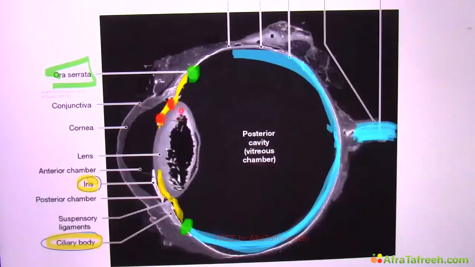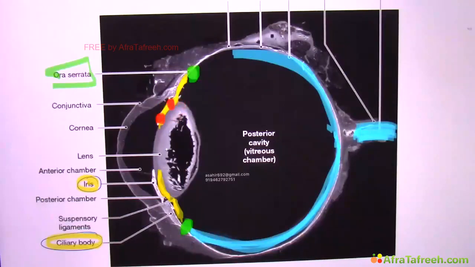Yes. Now can you tell me the 5 derivatives of neural plate ectoderm? The 5 derivatives of neural plate ectoderm are: number 1, optic nerve; number 2, the retina; number 3, the epithelium on the ciliary body; number 4, the epithelium on the iris; and number 5, the muscles of the iris. Neural plate ectoderm is giving us 5 derivatives. Number 1, optic nerve. Number 2, retina. Number 3, double epithelium on the ciliary body. Number 4, double epithelium on the iris. Number 5, the 2 muscles of the iris, which are sphincter and dilator pupillae.